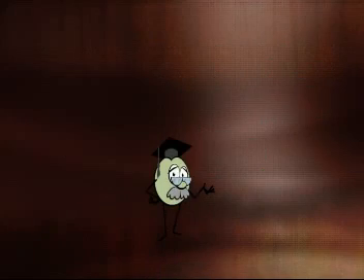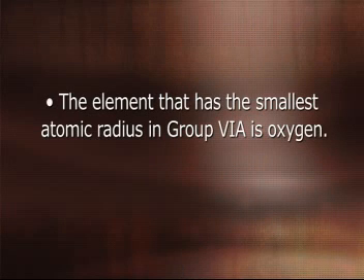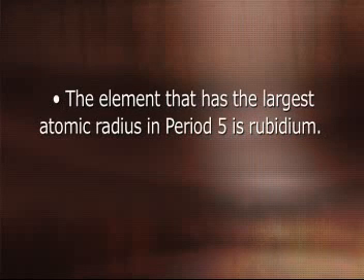Let's get back to our lesson. Hello again, students. How did you do on that activity? Let us go through the answers together now so that you can make sure your answers are correct. The element that has the smallest atomic radius in group 6A is oxygen. The element that has the largest atomic radius in period 5 is rubidium.